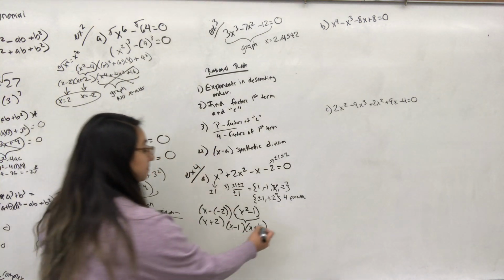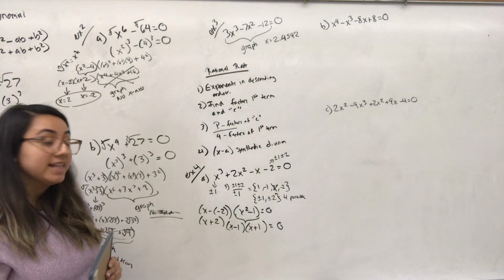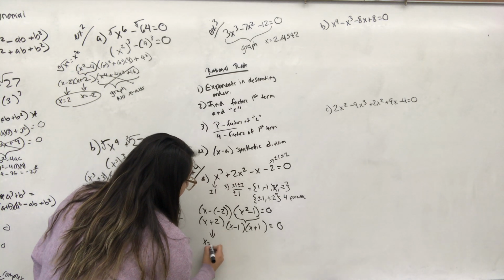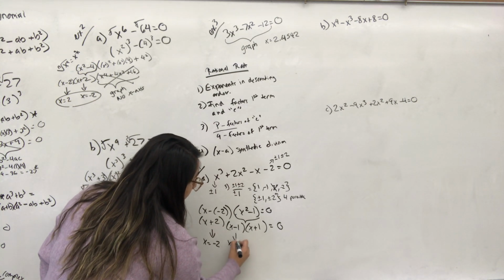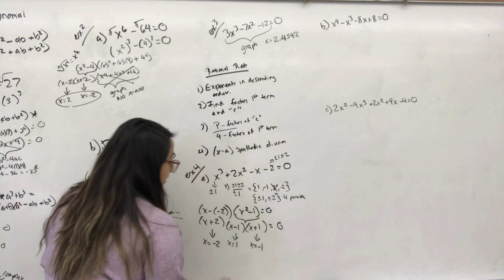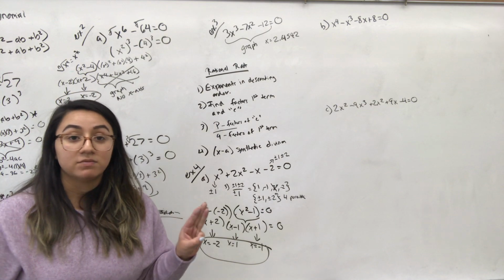Then you go ahead, this whole thing is always set equal to 0. You go ahead and set equal to 0 and solve for each one. If I set each of these equal to 0, I have -2, I have 1, and I have -1. So just set them all equal to 0. And your 3 answers is -2, 1, and -1.